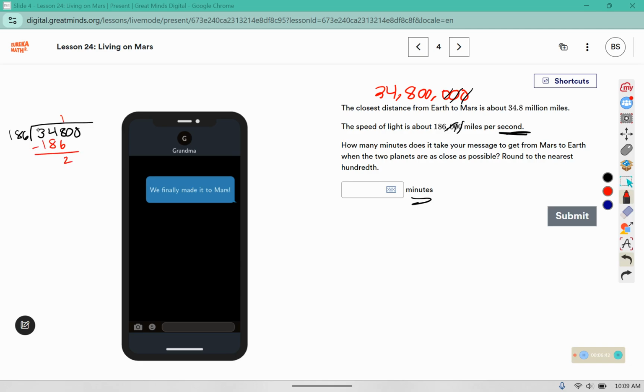8 minus 6 is 2. 14 minus 8 is 6. 2 minus 1 is 1. Bring down a 0. I like to write down a list of multiples of 186 to help me. So it fits into 1,620. 1, 2, 3, 4, 5, 6, 7, 8 times. Ten minus 8 is 2. 11 minus 8 is 3. 5 minus 4 is 1. Bring down another 0. That fits in 1, 2, 3, 4, 5, 6, 7 times.